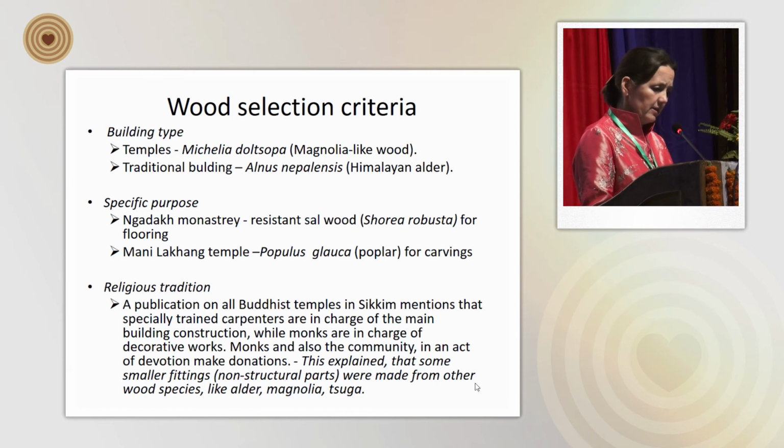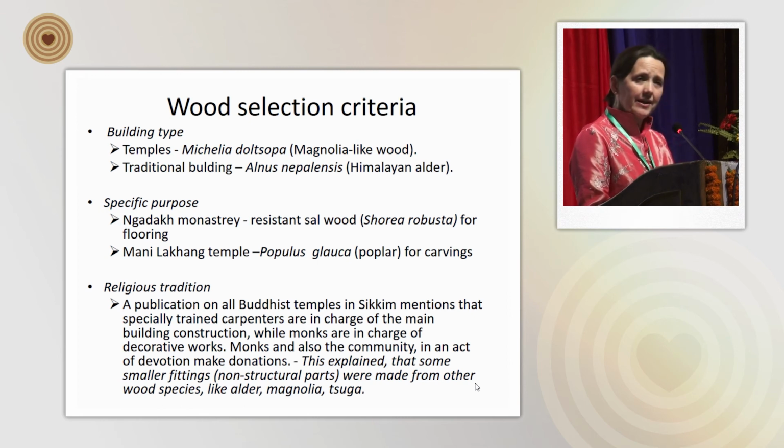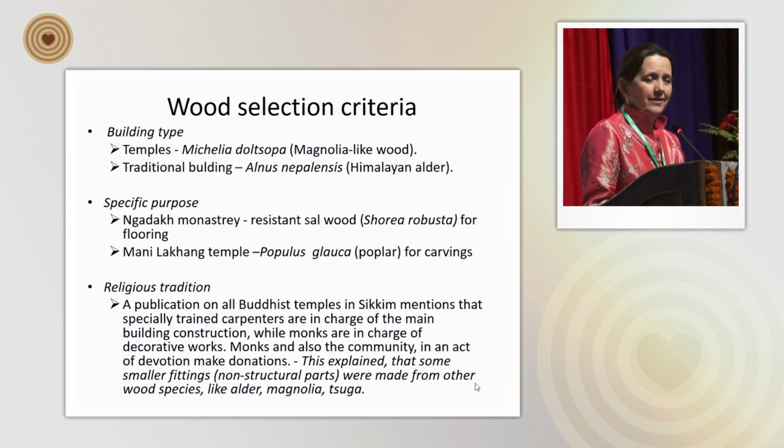But monks are in charge of the decorative works, and monks and also the community, in an act of devotion, make donations. And this explains, and our wood identification showed, that some smaller fittings, which are not from the structural part, were made from other tree species, like alder or magnolia wood or Tsuga. And so this is very interesting. This wood identification will help us to understand the wood selection criteria.